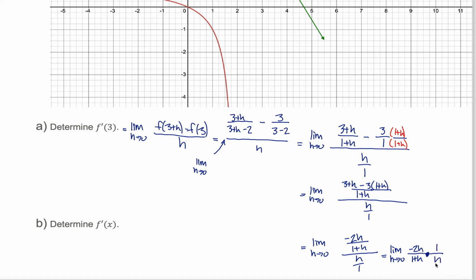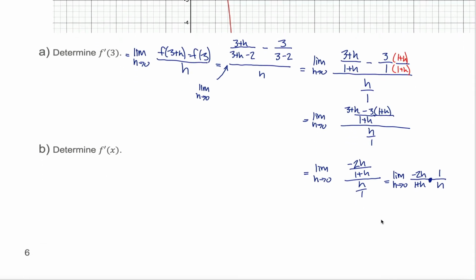This h in the numerator and this h in the denominator cancel each other out, which is great news because that leaves me the limit as h approaches 0 of negative 2 divided by 1 plus h. There's still an h in the denominator, but it's a good h. It's not this bad h. This bad h canceled out with this h.